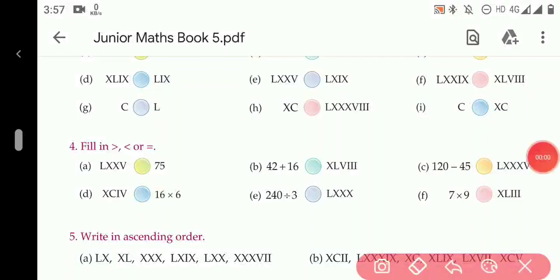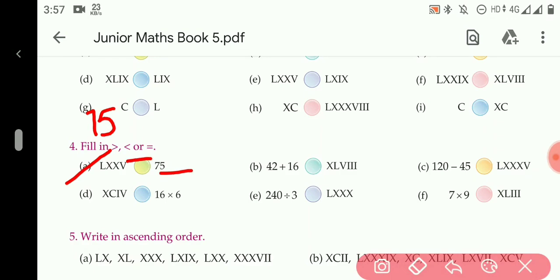Fourth question is also the same as 3. We will find out the value. Then we will see which one is greater. As we can see in A part, LXXV, which means 75. The next part is also 75. So these are equal. We will put the sign of equal to.